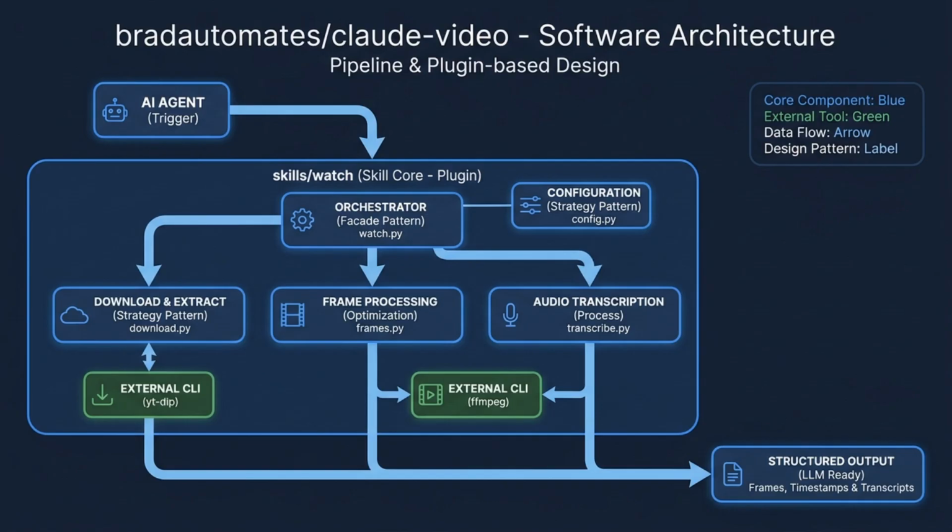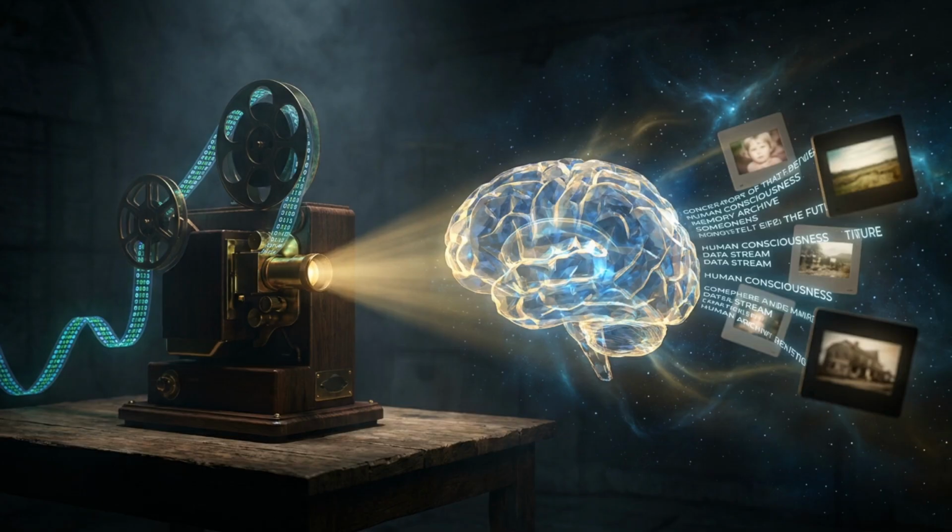The second piece is its hybrid approach to transcription. The tool first looks for free, native captions from the video source. Only if it can't find any does it fall back to a paid Whisper API. And even then, it prioritizes the faster, more economical Groq service. This combination of delegating work and optimizing cost is what makes the tool so powerful and practical.